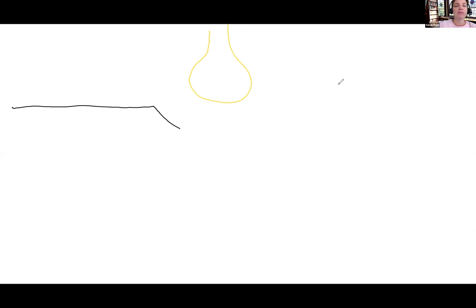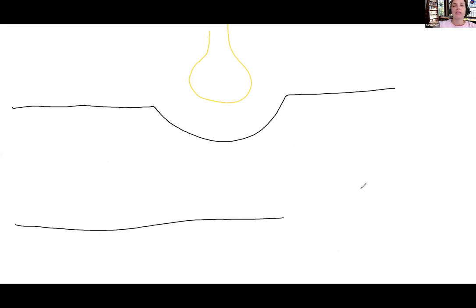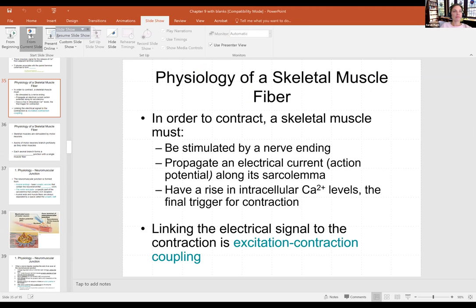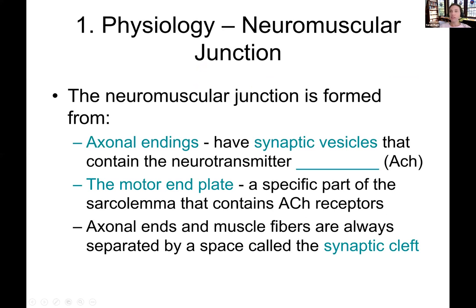Okay, so there's my muscle cell, right? So that area between that yellow neuron and the muscle cell, notice how they're not touching. That is called the neuromuscular junction. It's just that area between the neuron and the muscle cell. Some of the things that we're going to find in the neuromuscular junction, we'll talk about them and then we'll draw them out on that drawing we just did.